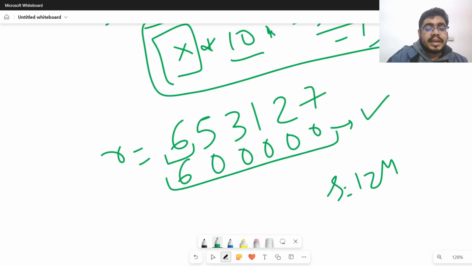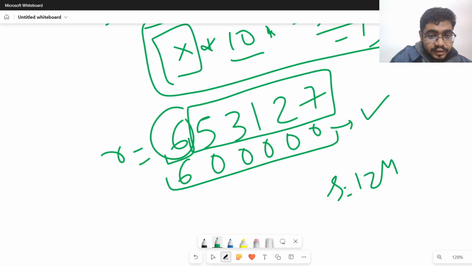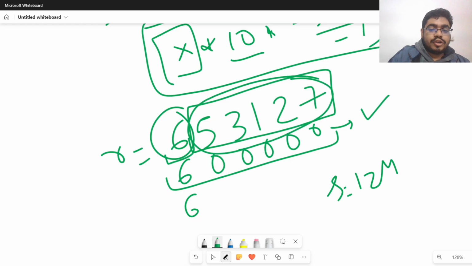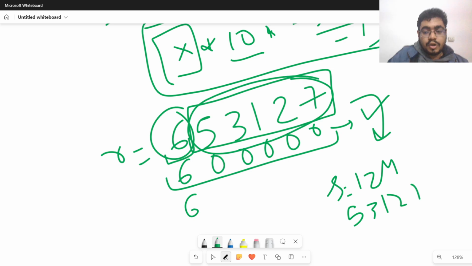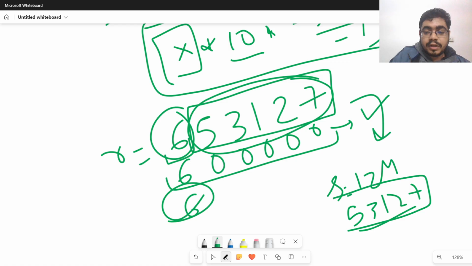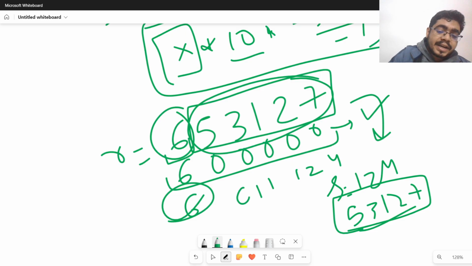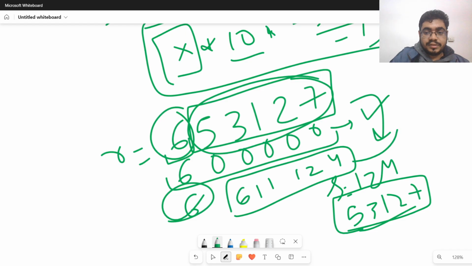So for values more than this, in a way I am now dealing with this remaining part. So this 6 is fixed. Any value more than 6 into 10 to the power 5 will have 6 at the initial place. And we need to make sure whatever comes after it has our suffix, and it should be within this range, within 53127. So in a way our problem becomes the same problem for 53127 because we have fixed this 6. So if we calculate the number of powerful integers up to 53127, let's say one of them is some value like 11124, then I can just add a 6 there and it becomes a possible answer for our initial case.